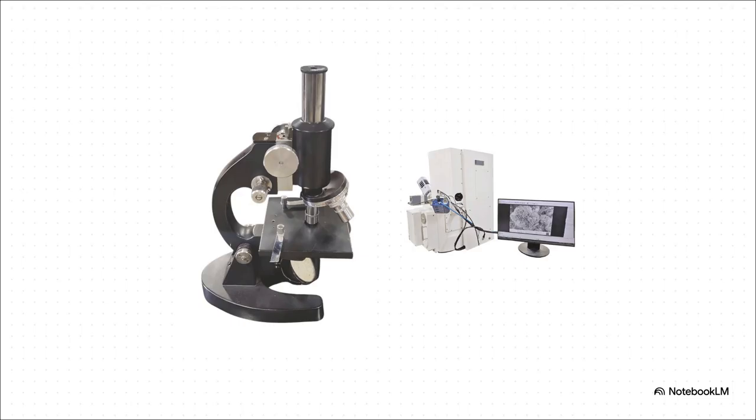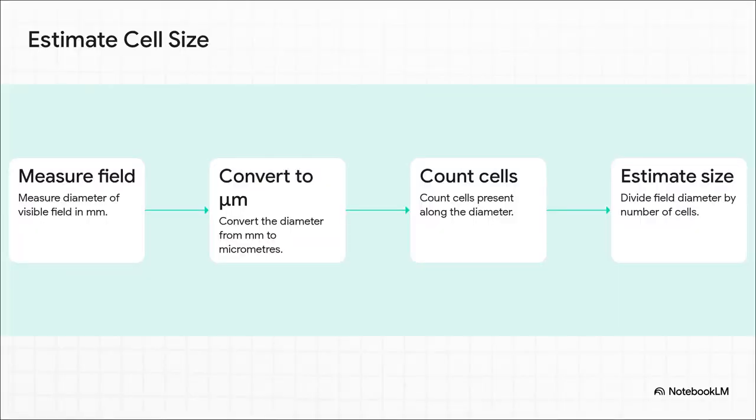Instead of bouncing light, it uses a literal beam of electrons. This lets us see structures all the way down to the nanometer scale, which, by the way, is 1/1000th of a micrometer. The clarity is just absolutely mind-blowing. So, once we finally have the tech to actually see a cell, how on earth do we figure out its actual size? It's actually a brilliant yet surprisingly simple bit of math.